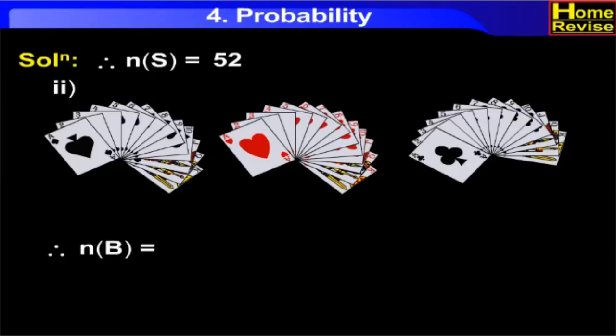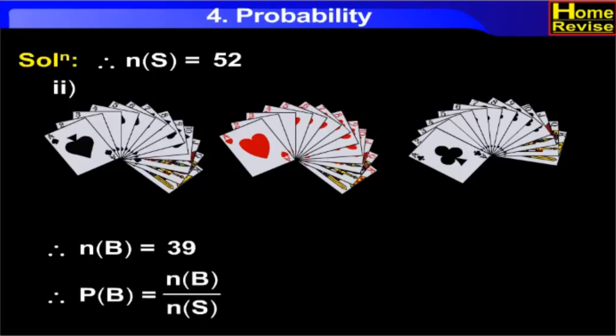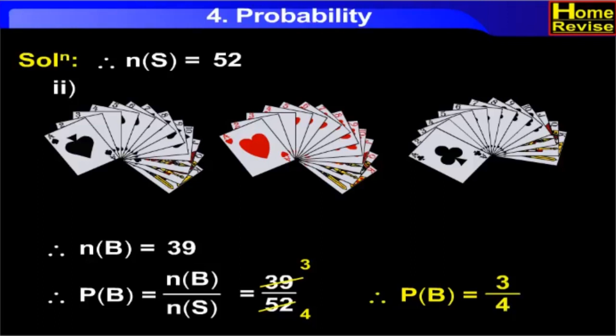Therefore, n of B is equal to 39. Therefore, probability of B is equal to n of B upon n of S, which is equal to 39 upon 52. 13 threes are 39, 13 fours are 52. Therefore, probability of B is equal to 3 upon 4.